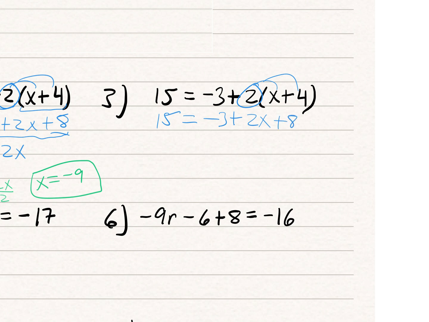And then you want to combine like terms. Again, on this side of the equal sign is going to be a -3 and a +8. So we get 15 equals 5 plus 2x, right? -3 plus 8 is going to get you a +5. And then you want to do PEMDAS backwards, right? So subtract 5 on both sides. We should get 10 equals 2x. And then divide by 2 on both sides. So we get x equals 5.